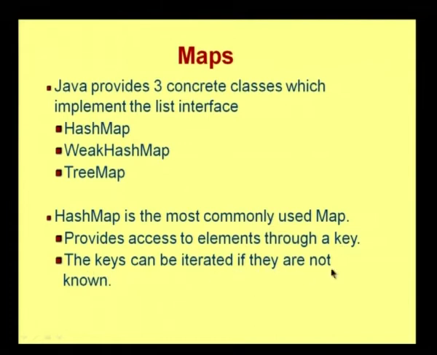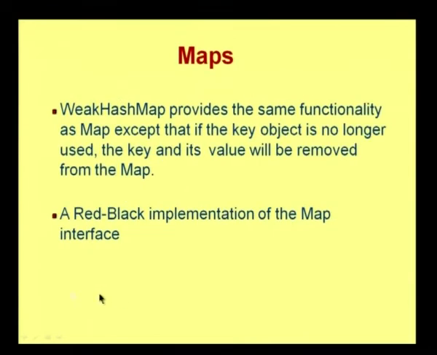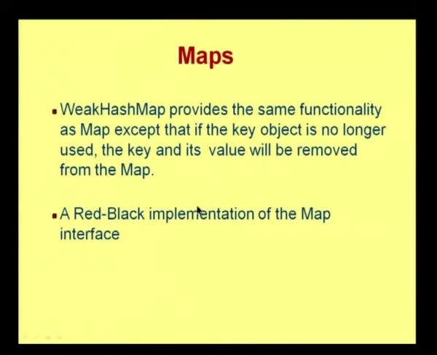The key cannot be iterated if they are not known. So weak hash map, same as your hash map, provides the same functionality as map, except that if the key object is no longer used, the key and its value will be removed from the map. So it will take a period of time, and after that, if that particular key is not used, then automatically it will be removed from the memory. That is from your hash map.